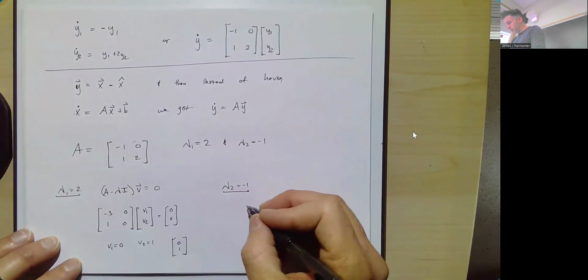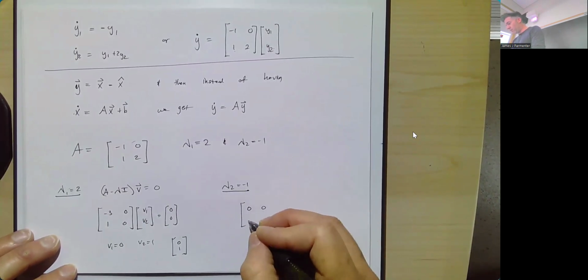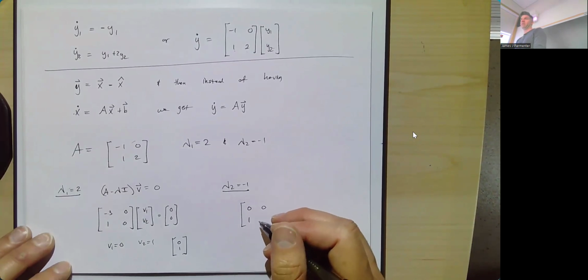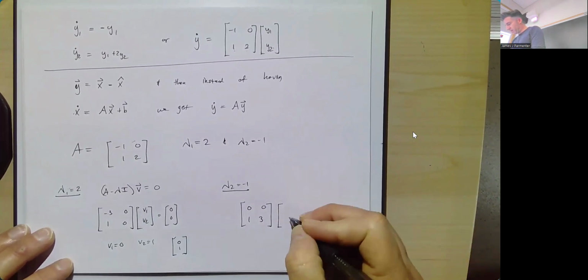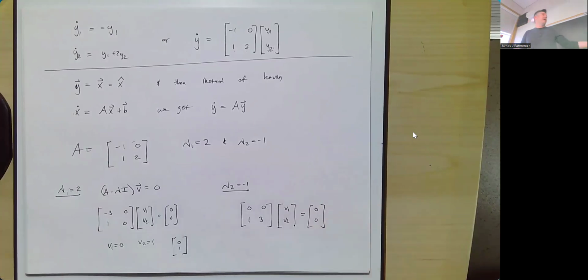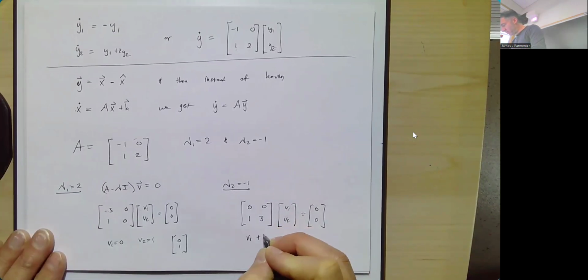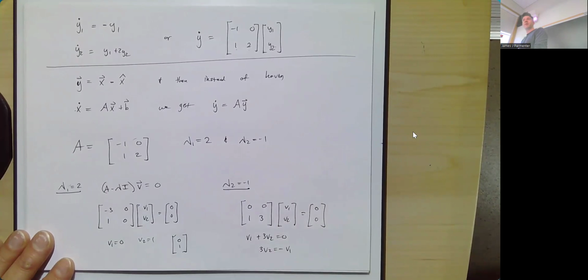So now if we do this, we're going to get -1 minus -1, which is 0, and then 0, and then 1, and then 2 minus -1 is 3. So then we multiply this by our v1, v2 equal to 0, 0. The first row doesn't help you at all. 0 times v1 plus 0 times v2 equal to 0 is always true, and it would be true no matter what you picked for v1 and v2. So focus in on the row that actually matters. 1 times v1 plus 3 times v2 equals 0, or 3v2 equals -v1. So pick v2 equal to -1 and v1 equal to +3.